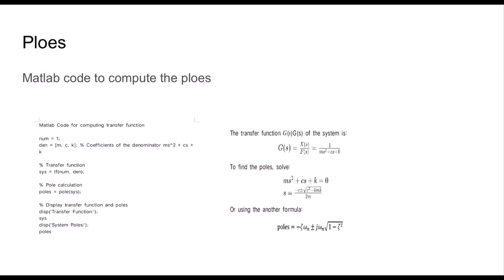First we need to get the transfer function by getting three constant values, m, c, and k. After getting the transfer function, we can easily get the result of the poles. We also provide the basic formula to calculate the poles, which is shown by the picture below.